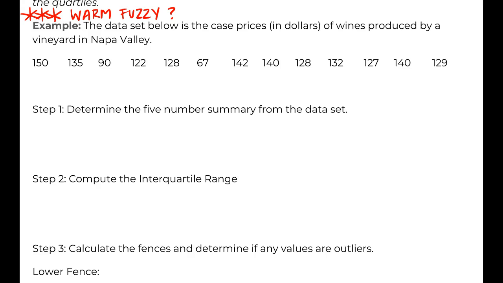So this is the first question of your exam. It will be a different set of numbers, right? A different data set. We'll be talking about something other than case prices of wine, but it will look exactly like this. It will be asking you to construct a modified box plot. So the first piece of this is going to be having you find the 5-number summary.